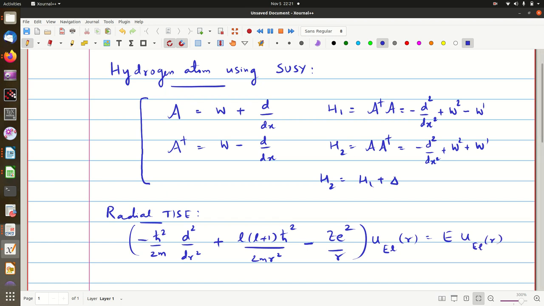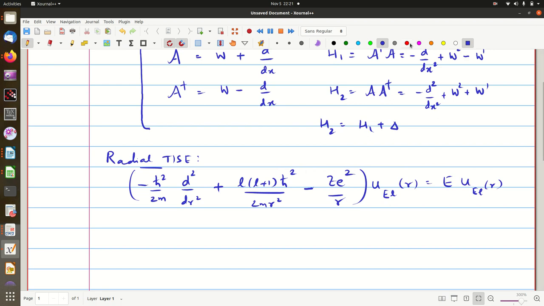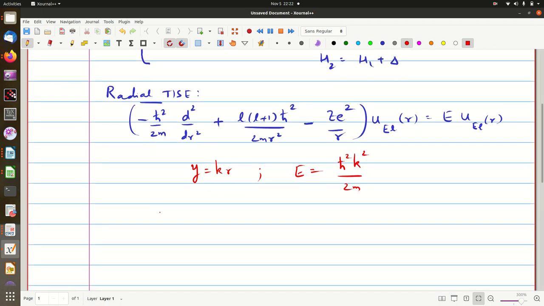So, this is the radial time independent Schrodinger equation, and the first thing that we will do is introduce two new parameters. One parameter is y equal to k times r. For the second, let me introduce directly E equal to h cross squared k squared by 2m. Basically, k squared can also be written as 2mE by h cross squared. If you substitute y equal to kr here, d squared by dr squared will become k squared times d squared by dy squared, which you can easily show.